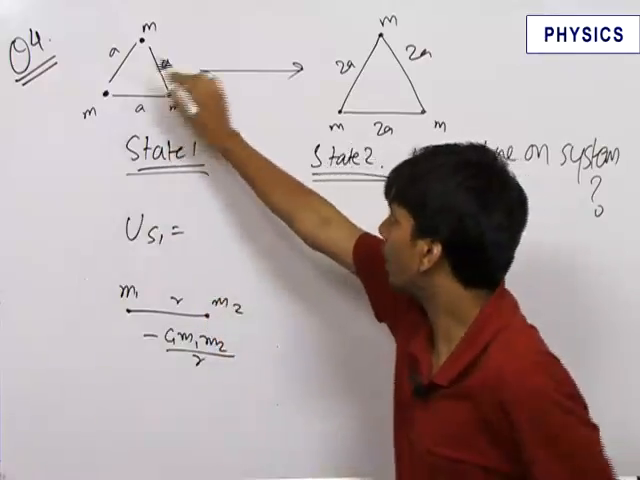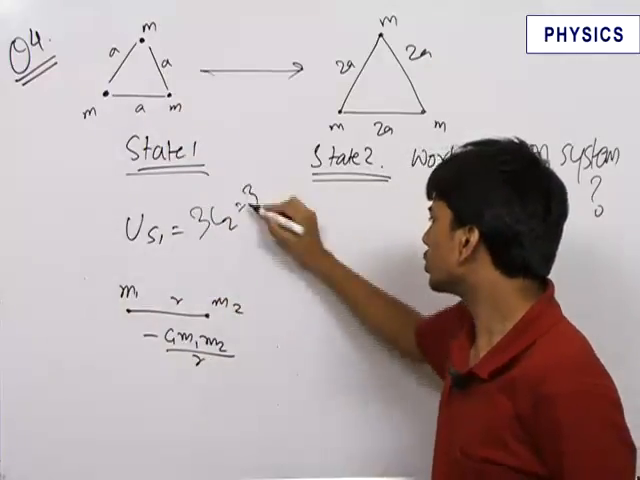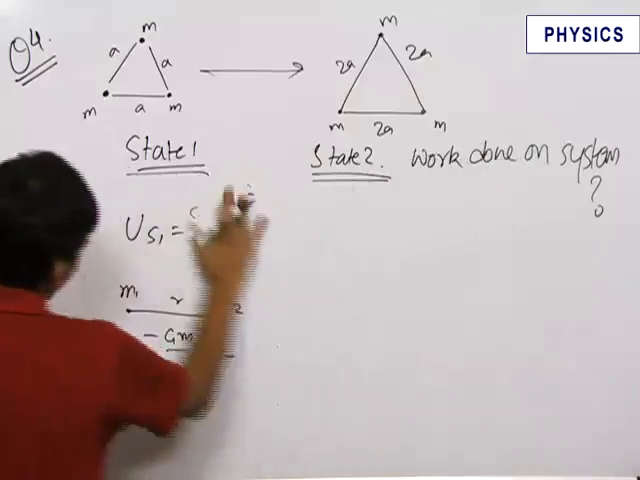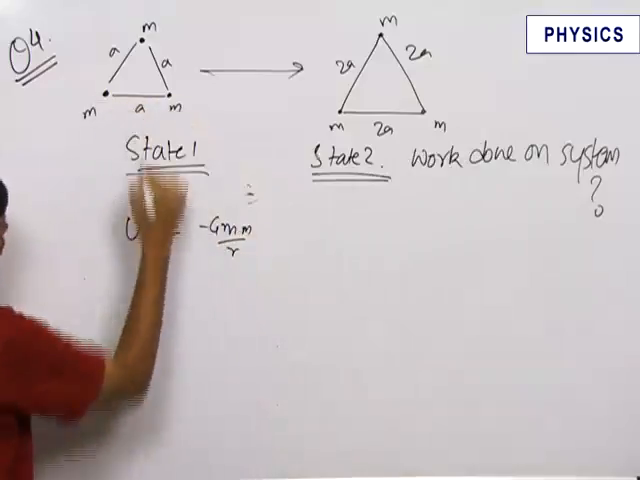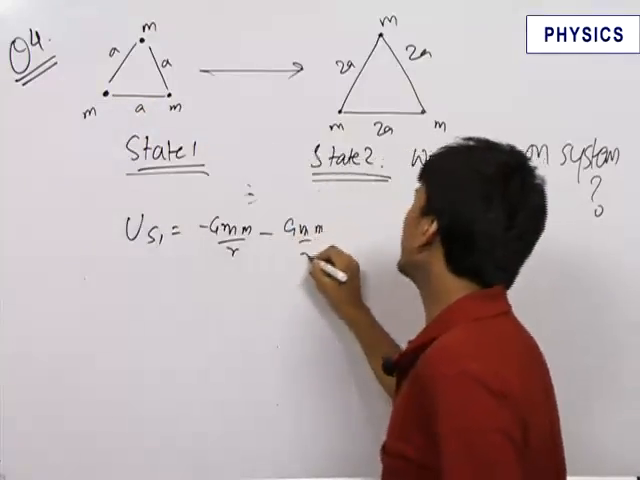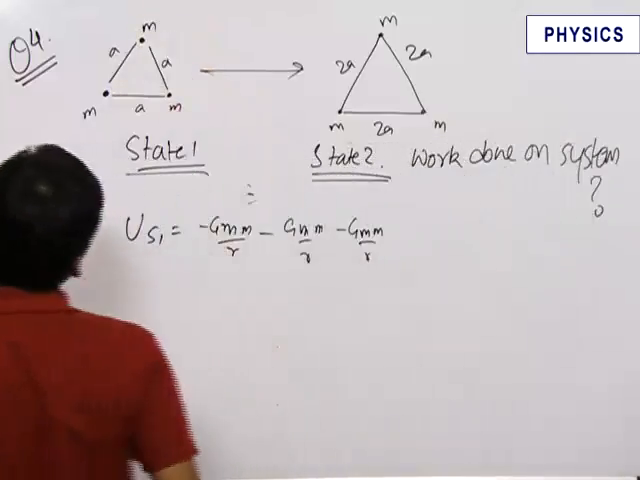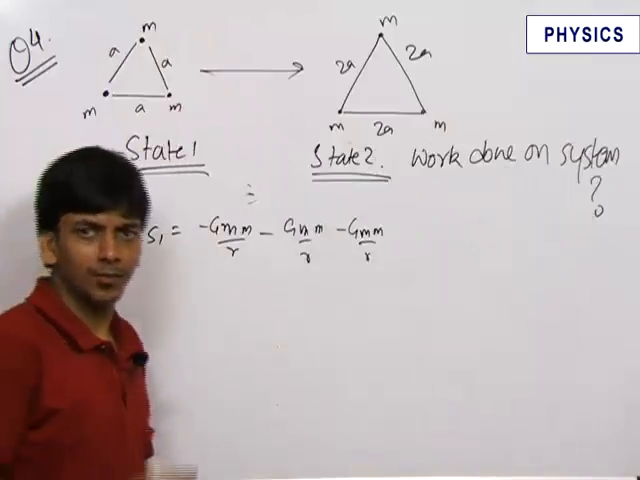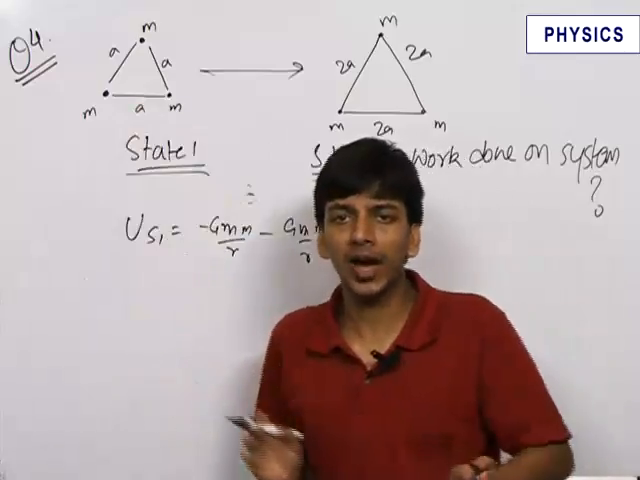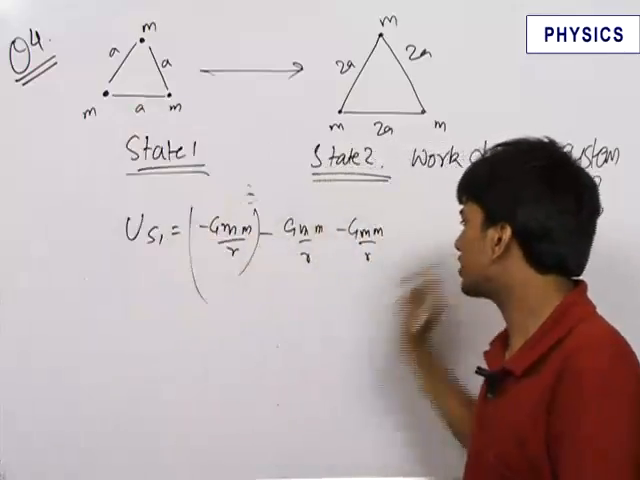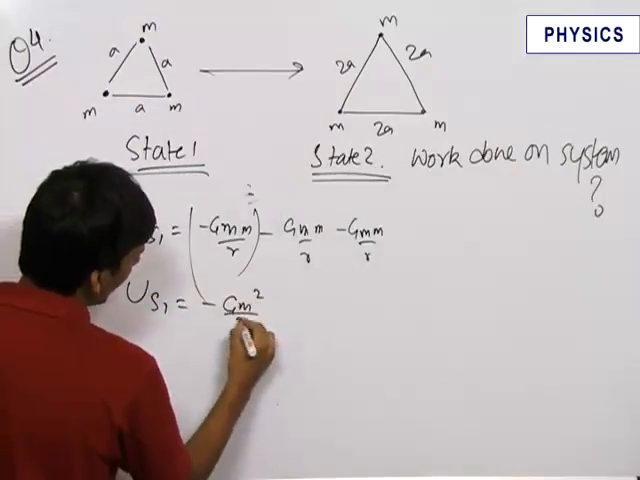If there are 3 objects, you form pairs, that is number of pairs formed is equal to 3C2, which is equal to 3. So there will be 3 terms of potential energy, that is minus G m m upon r for these 2, minus G m m upon r again for these 2, and then again minus G m m upon r for these 2. So for multiple objects, the potential energy of the system can be found out by forming as many pairs as you can, and then adding up their individual potential energies. So potential energy in state 1 is minus G m square upon r into 3.